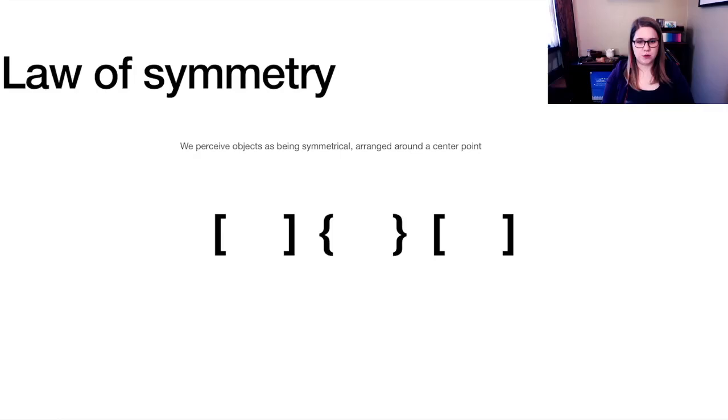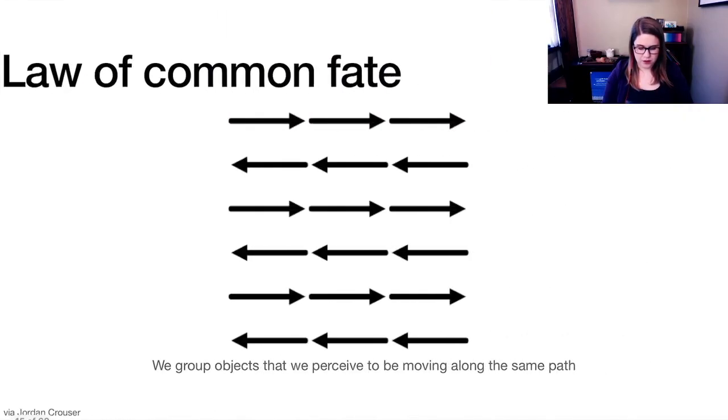There's a law of symmetry, which is that we perceive objects as being symmetrical. So I could probably see that these things are together, or maybe there's some center point and things that are arranged around that center point. There's a law of common fate, which is, again, our tendency to group objects that we perceive to be moving in the same direction. So I group these arrows pointing in this direction and these arrows, and maybe I would think about the ones going this way and this way and this way all together, even though they're not right next to each other.